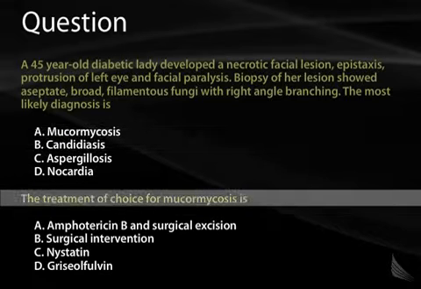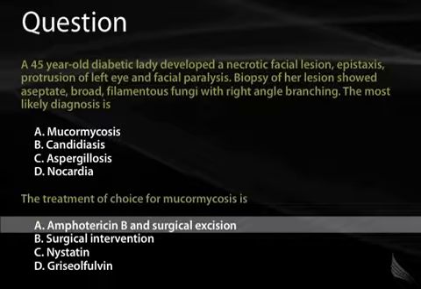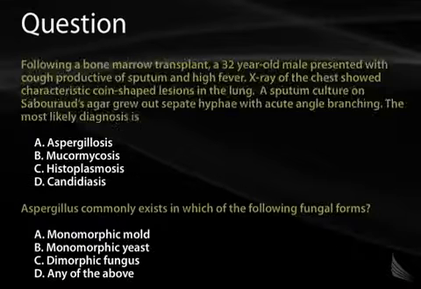The treatment for mucormycosis includes amphotericin B and surgical excision. These people can have debilitating disease, and if you're not aggressive at excising the tissue and getting it out, it will be invasive and they ultimately will die.